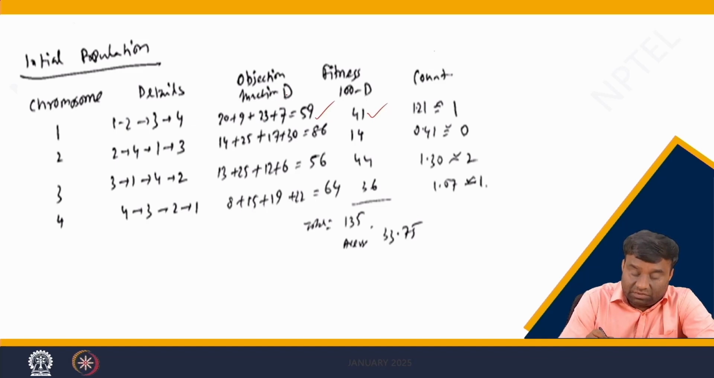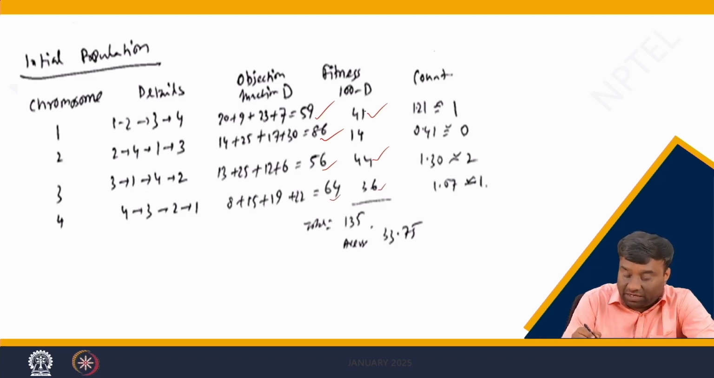So that is the value we want to maximize. Similarly for the second chromosome, 2 to 4 to 1 to 3. So that is 86. 3 to 1, 4 to 2. So that is 56, so 100 minus that is 44. For the next, 4 to 3 to 1, that is 64, and 100 minus that is this value.